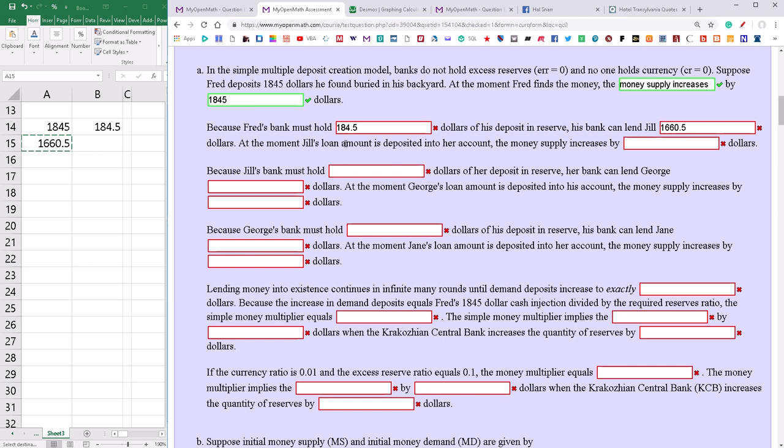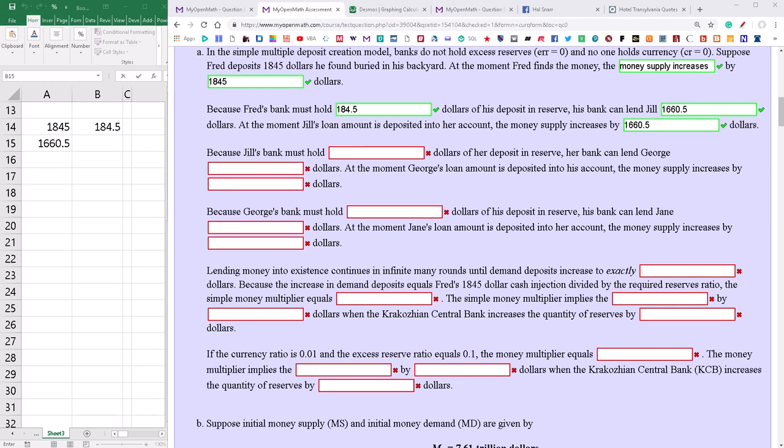At the moment Jill's loan amount is deposited into her account, so when she takes out a loan, the bank will give her a check or just wire the money to her bank, and that money is sitting in her account, right? At the moment Jill's loan amount is deposited into her account, the money supply increases by that amount, $1,660.50. Okay, now Jill's bank must hold, again, 10% by law, right? Her bank must hold this amount of money by law, 10% of how much the money supply increased. Okay?